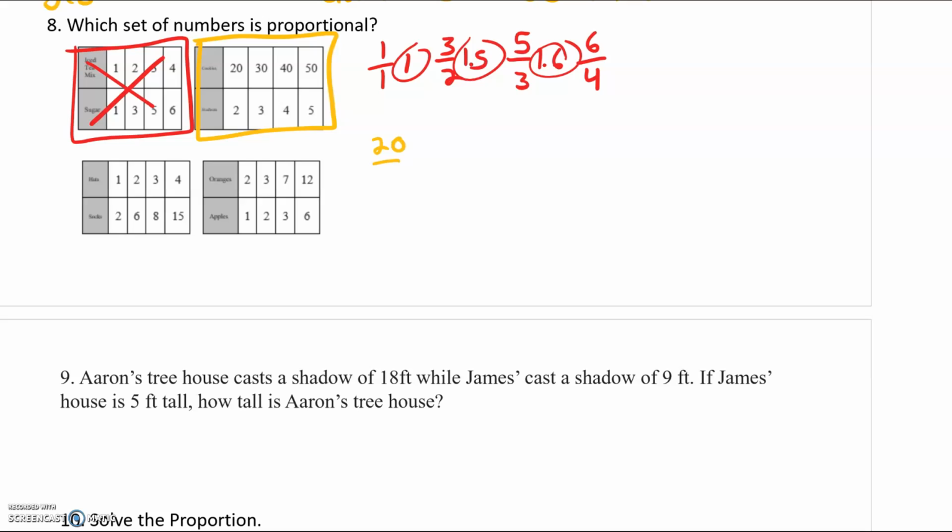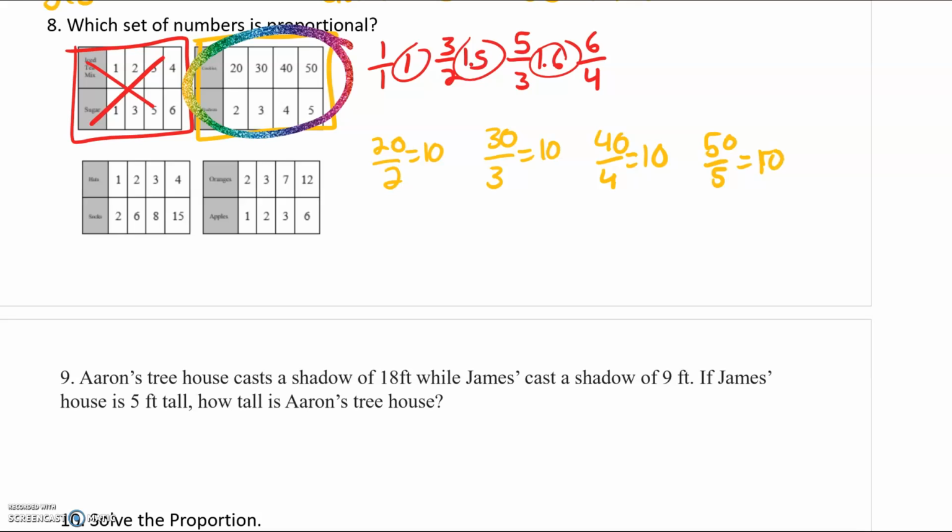So we got 20 over 2, which would give us 10, 30 over 3, which would give us 10, 40 over 4, also equal to 10, and 50 over 5, which also equals 10. So this is our correct answer. This one is proportional. Okay, if we check the rest, we would see they also are not proportional. So once you know the correct answer, you don't really have to keep going though.